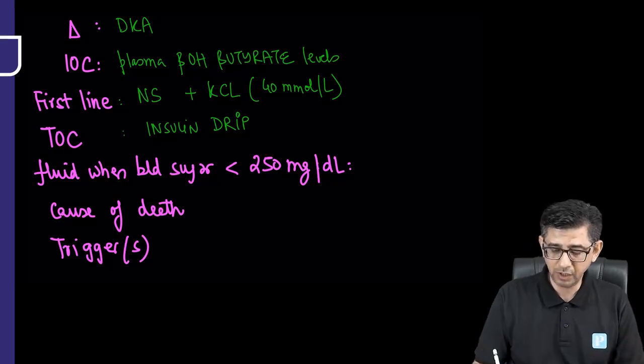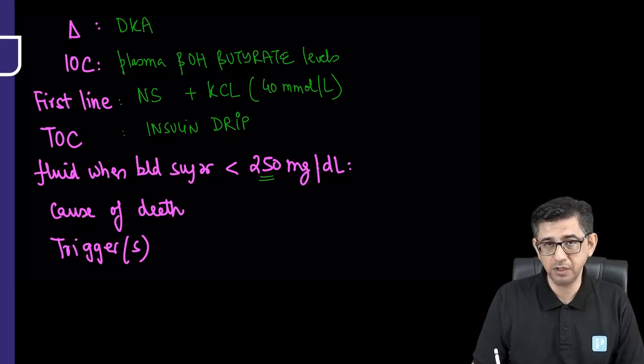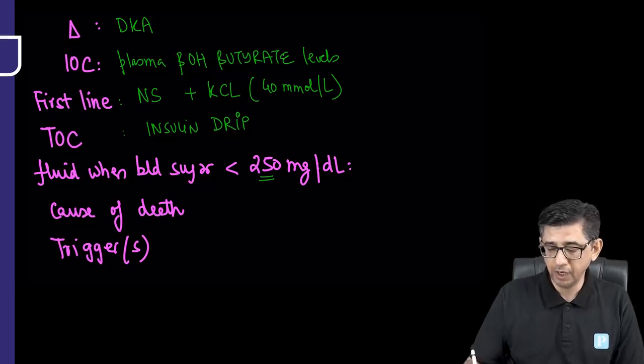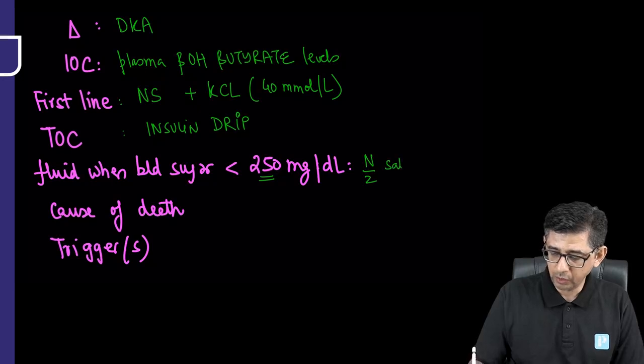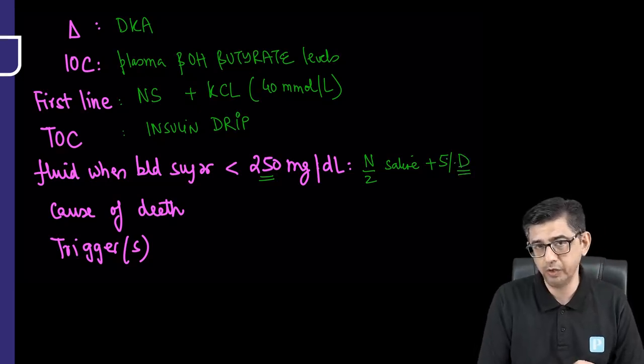So in an MCQ, if he asks what fluid should be given in the same patient when the blood sugar goes below 250, then you will change the fluid to half normal saline, that is N/2 saline, and add 5% dextrose to it. You add 5% dextrose when the blood sugar values begin to reduce.